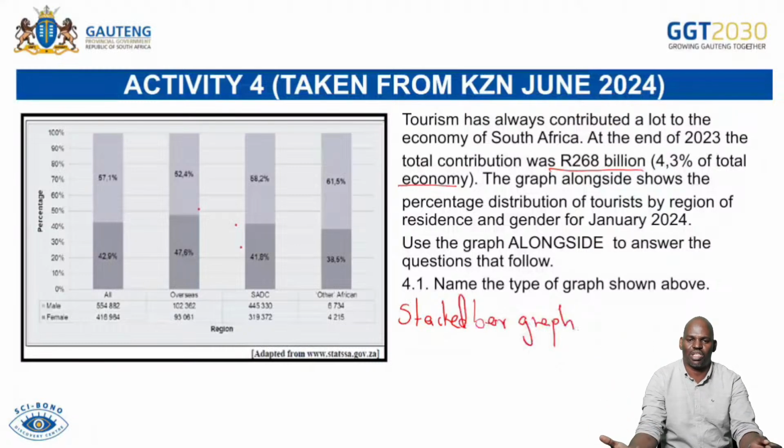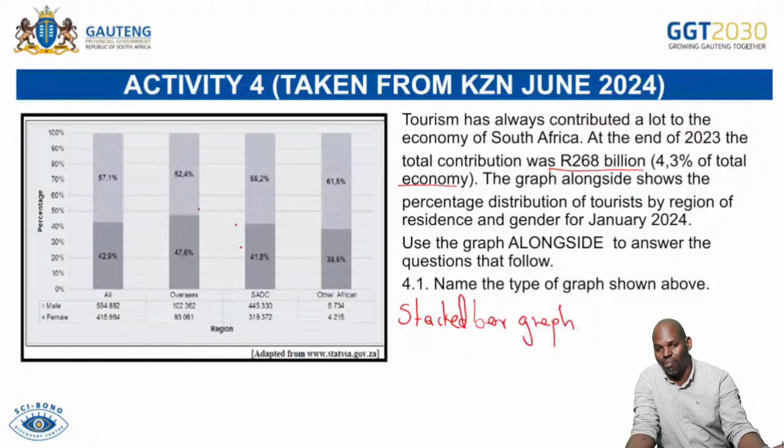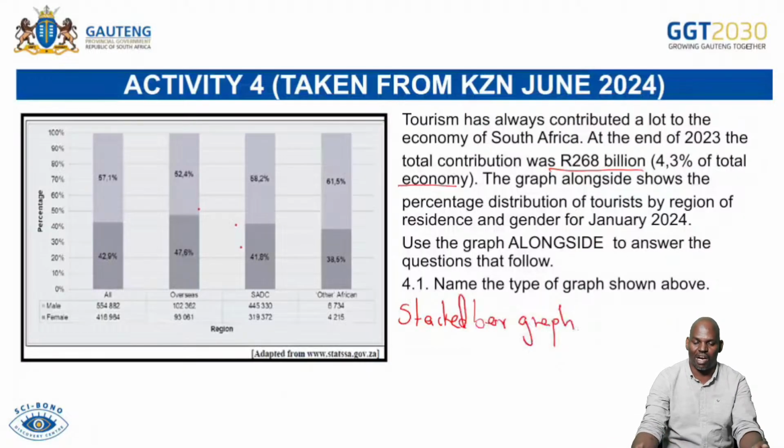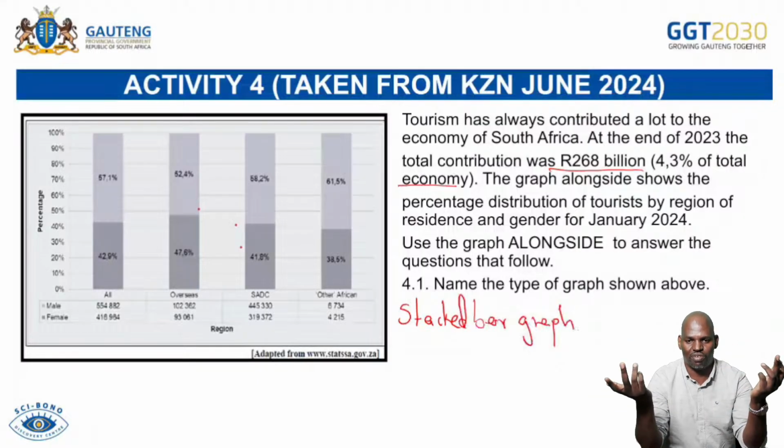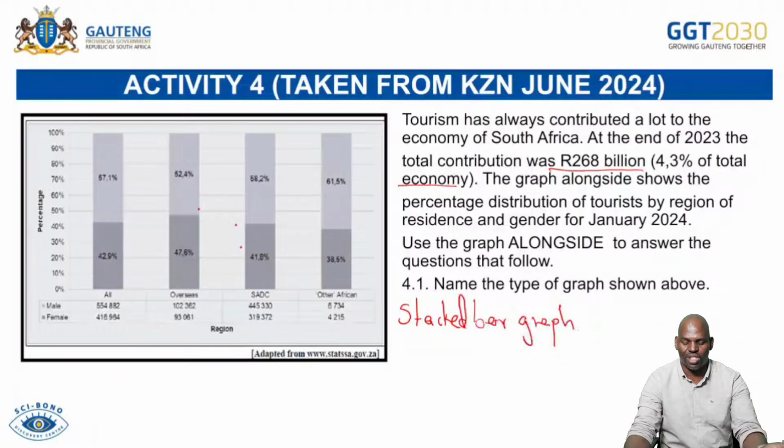If you just say bar graph, the examiner might give you 1 mark. But if you say stacked bar graph, it means you know that we've got bar graphs, but we've got different types of bar graphs. Therefore, this one is a specific type of bar graph, which is a stacked bar graph. Then you get your full 2 marks.